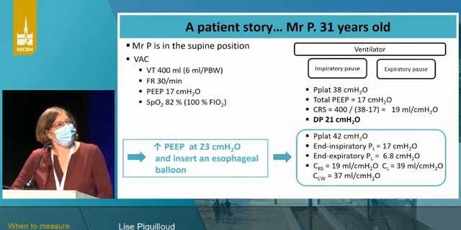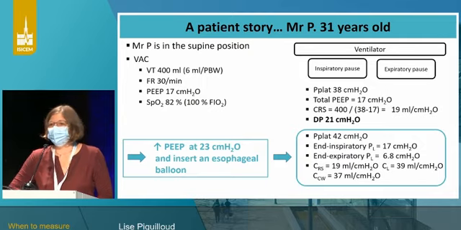The respiratory system compliance is 19, the lung compliance is 39, and the chest wall compliance is very low at 37. And doing that, you know that this plateau pressure is, at that time for this patient, probably not dangerous because the majority of the pressure is used to expand the thorax that has very low compliance.